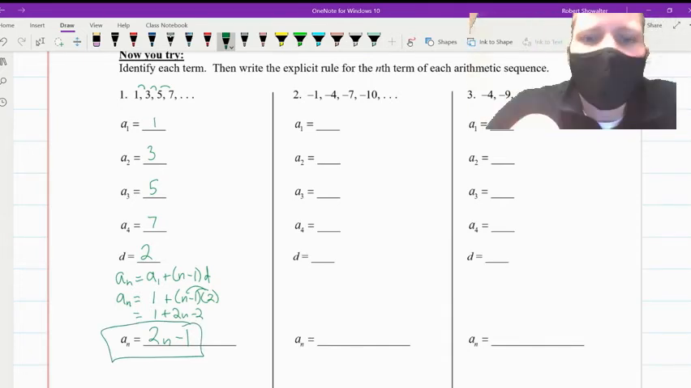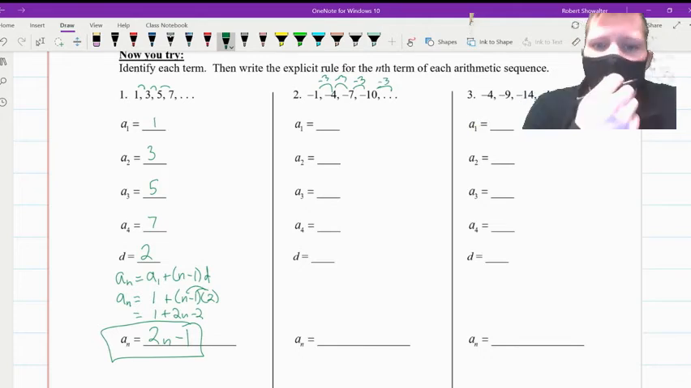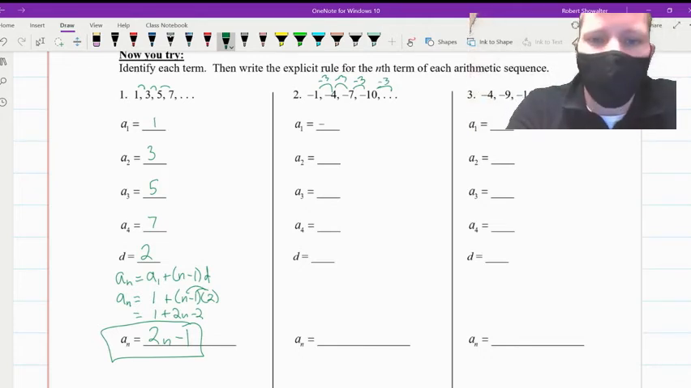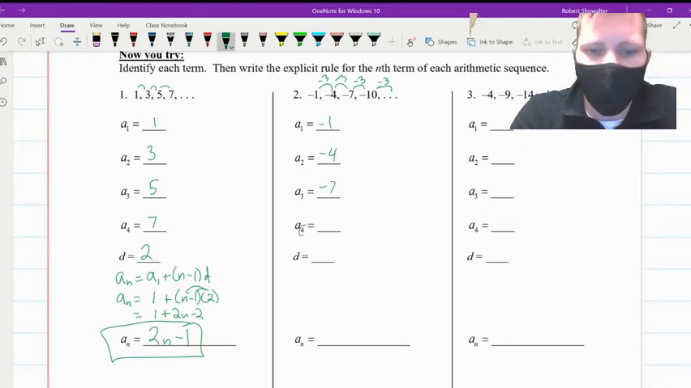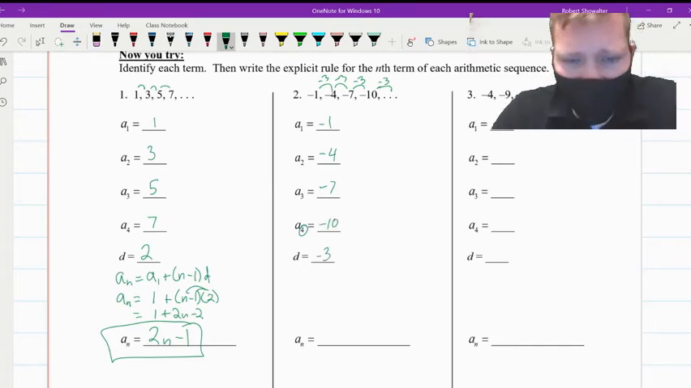Let's go ahead and do the next one. Notice this time we have a minus 3 each time. Again, we're going to have a minus 3. A sub 1, negative 1, A sub 2, negative 4, A sub 3, negative 7. If n is 4, the value of the fourth term is negative 10. In this case, the common difference is negative 3.